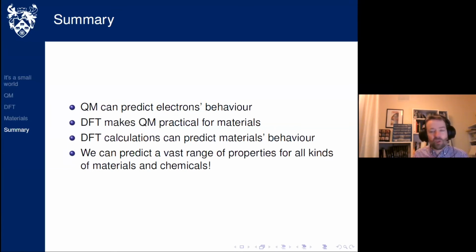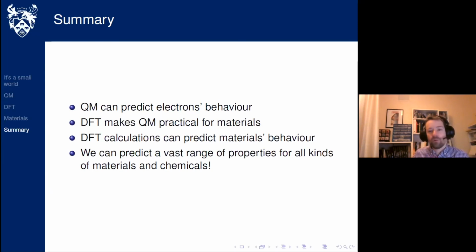We can predict a huge number of properties for all kinds of materials and chemicals, and we can start asking questions. If we know how to compute the energy, we can ask questions like, how would the energy change if I change the chemical environment? That might tell me how reactive a material is. I might ask, how does the energy change if I squeeze the material? That might tell us how strong the material is. We can ask, how does the energy change as I move the atoms back and forth as if they're vibrating? That gives me the vibrational frequencies.